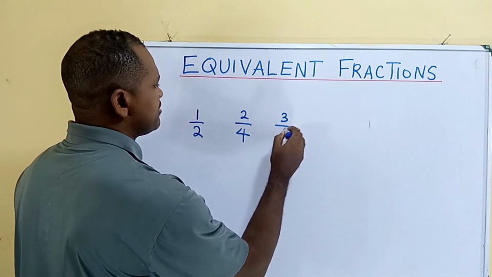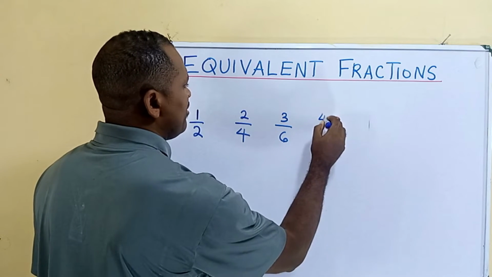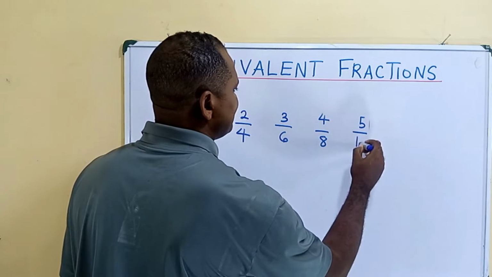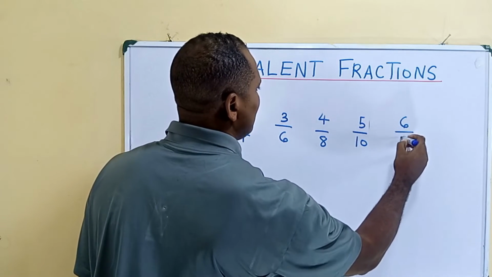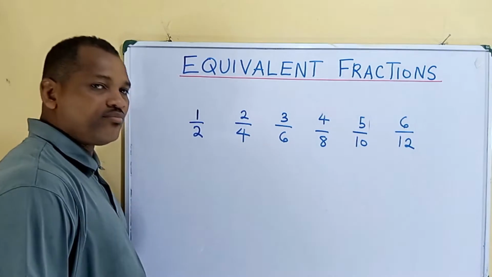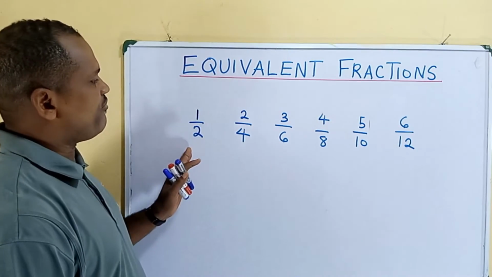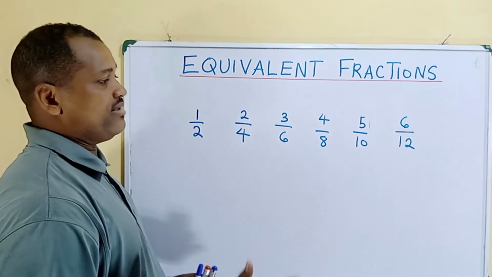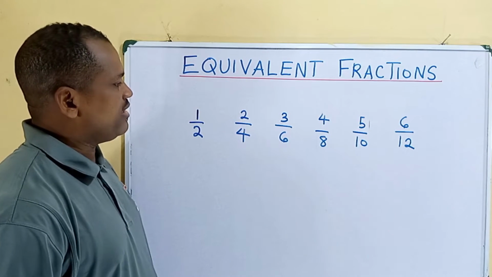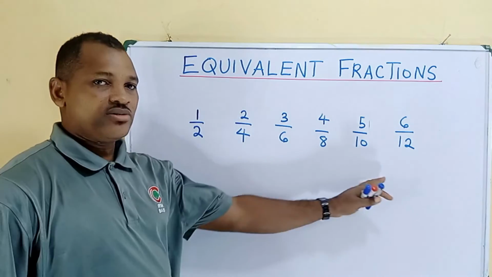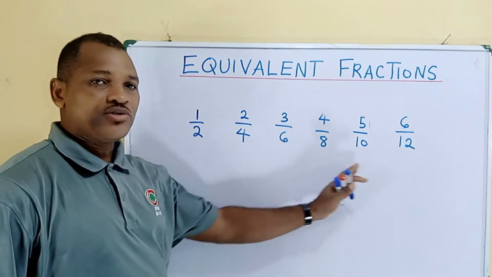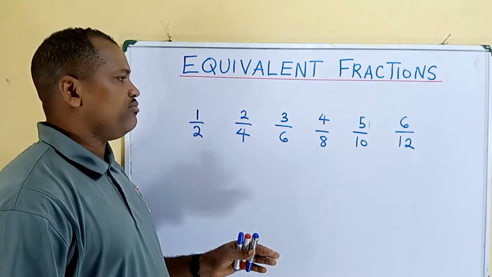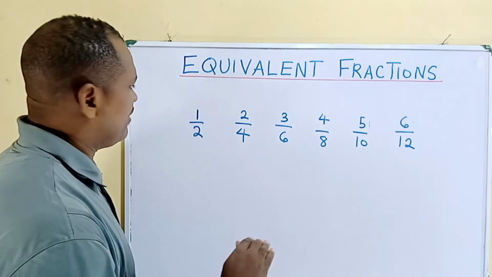Three over 6, 4/8, 5/10, 6/12. Now, these fractions don't look alike. They look different, but they are actually equivalent fractions. They are equal fractions because they have the same value. Even though they don't look alike, they have the same value.